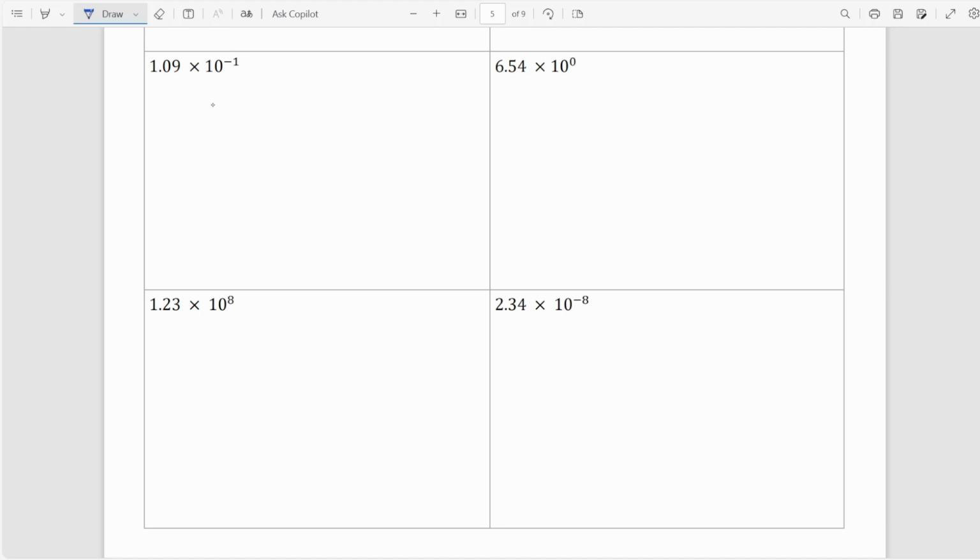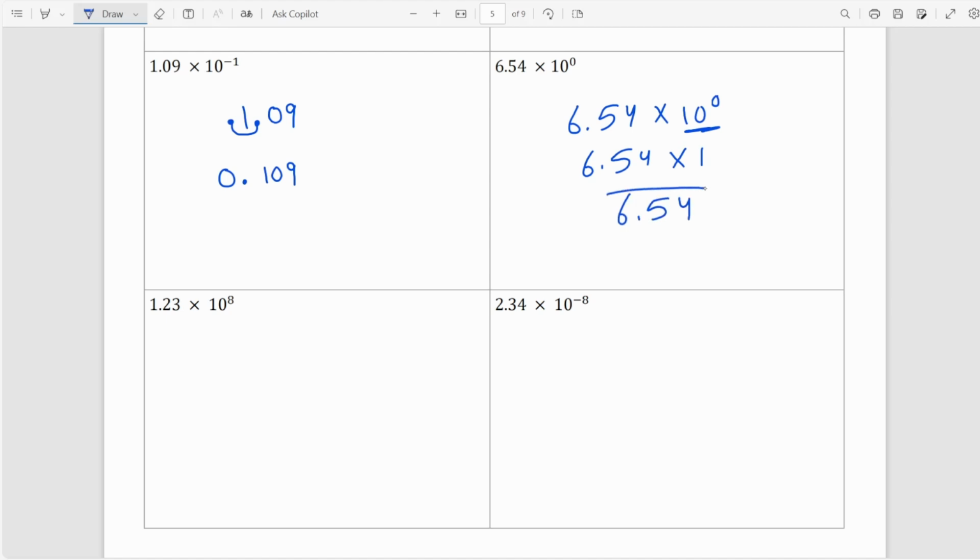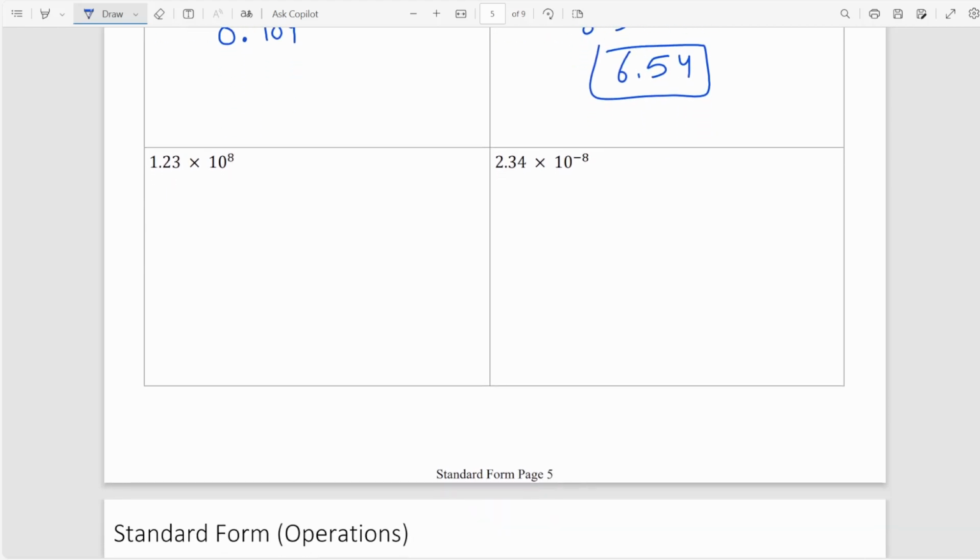Now I'll solve them. So we have 1.09 multiplied by 10 to the power of negative 1. Because it's negative, the number is supposed to get less, so I move the decimal to the left by 1 exactly, and that's it. So it's 0.109. Over here, it's 6.54 multiplied by 10 to the power of 0. And 10 to the power of 0 is just 1. So this is just 6.54. That's it. This is the answer. This is the ordinary number.